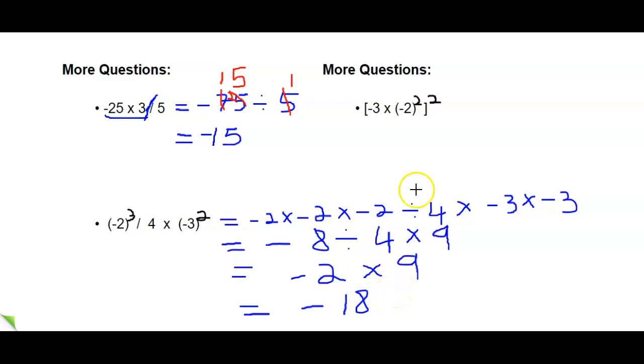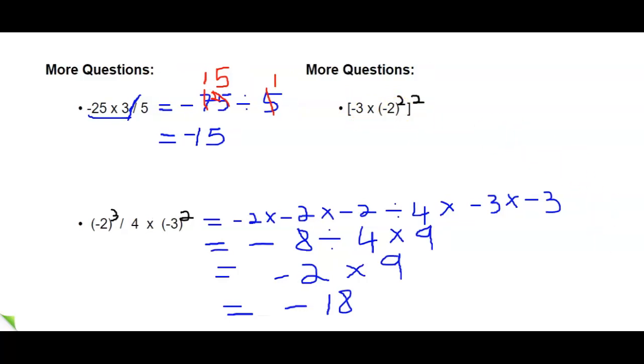Okay, we have the last one to do, and that is negative 3 times negative 2 squared, and you would have to square all that. So the square of negative 3 times negative 2 squared. Let's work that out on another page. Okay, I'll use a different color ink.